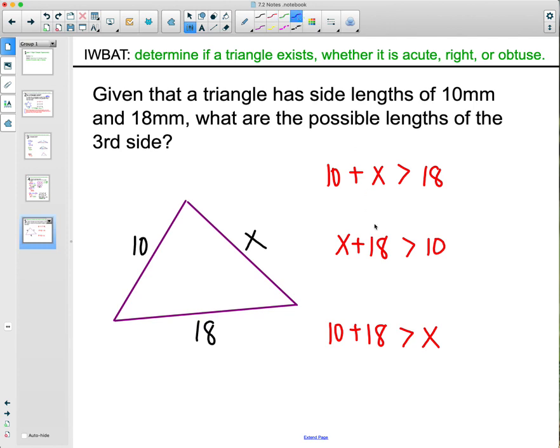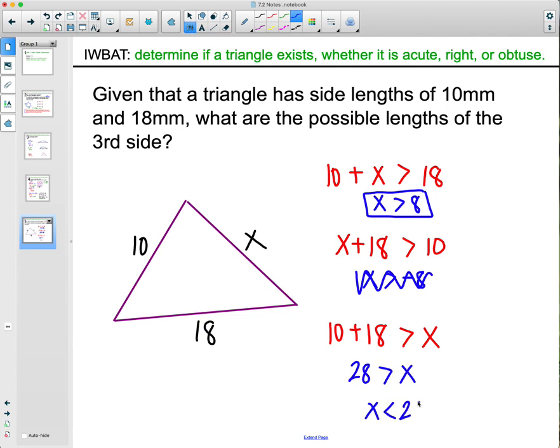So then you can just solve each of these. So we'll subtract 10 from both sides, so we get x has to be greater than 8. That's one thing that has to happen. Here, when we subtract 18 from both sides, this is going to say x has to be bigger than negative 8. Well, it's a side length, so obviously it needs to be bigger than negative 8. So this is kind of an irrelevant statement, so we'll just cross that off. And then here we have 28 needs to be bigger than x. Or if I read this backwards from the x side, this says x has to be less than 28. So I'm going to write it like this. x has to be less than 28.